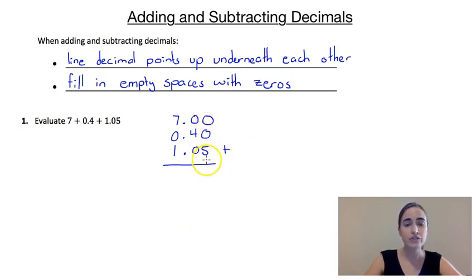So we start over on the right-hand side. We'd have 0 plus 0 plus 5 would give us a 5. A 0 plus 4 plus 0 would give us a 4. Our decimal point goes directly underneath where they were in the question. And then we've got 7 plus 0 plus 1. So our answer would be 8.45.